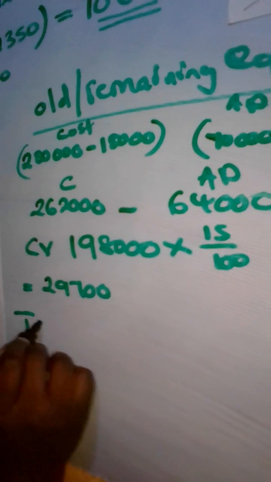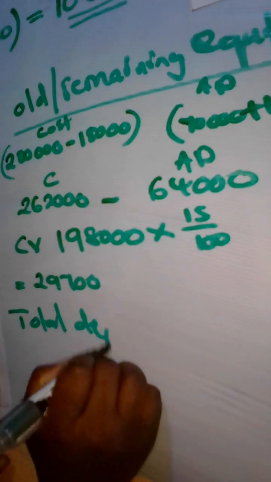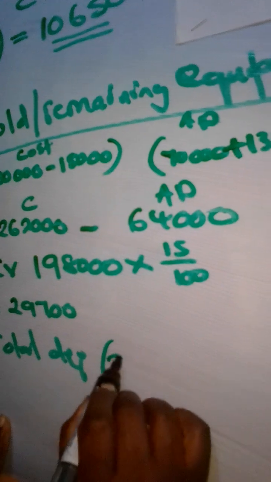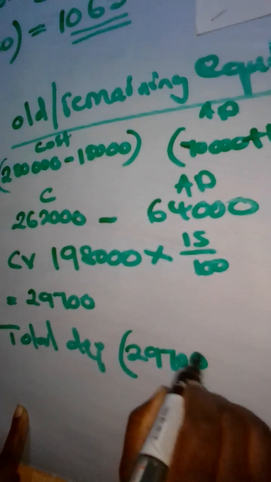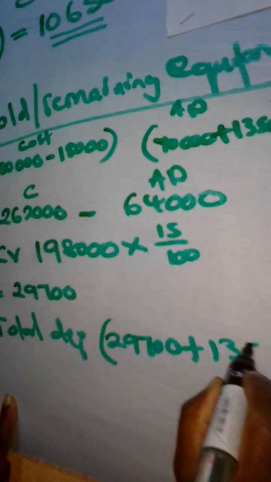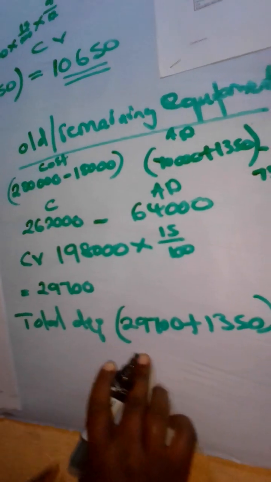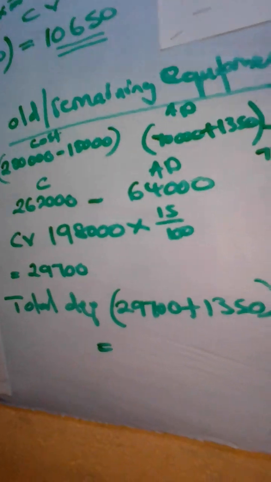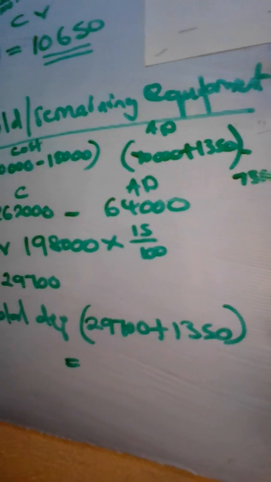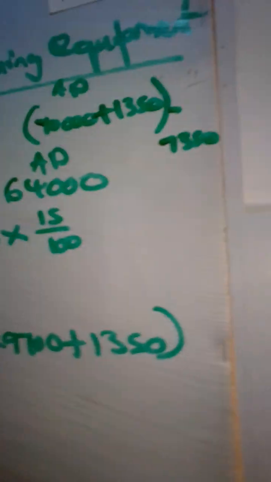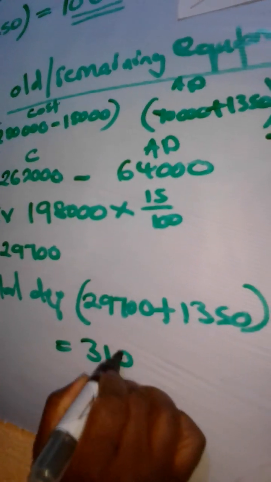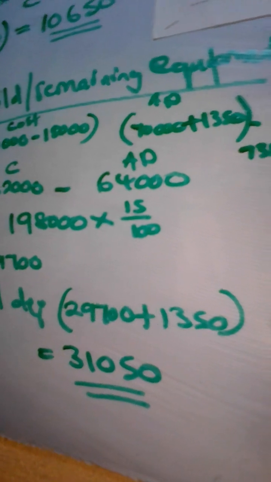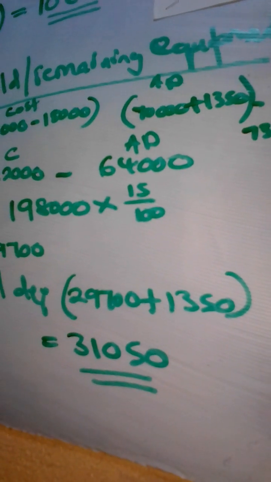But now we need the total depreciation. The total depreciation, we are going to say 29,700 plus 1,350 for the asset that was sold. This will give us the total depreciation for this financial year, which will give us something like, let's check, 31,050. 31,050 is the total depreciation for the equipment.